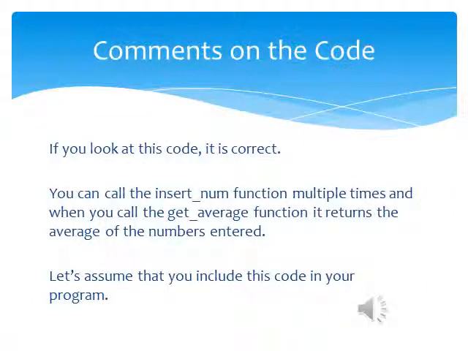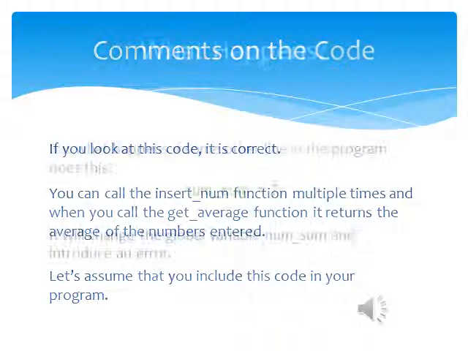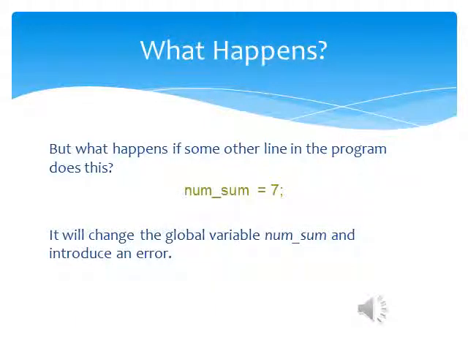If you look at this code, it is correct. You can call the insertNum function multiple times, and when you call the getAverage function, it returns the average of the numbers entered. Let us assume that you include this code in your program. But what happens if some other line in the program does this? numSum equals 7. It will change the global variable numSum and introduce an error.